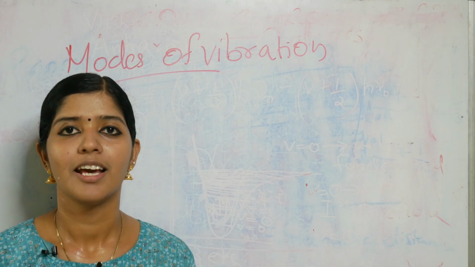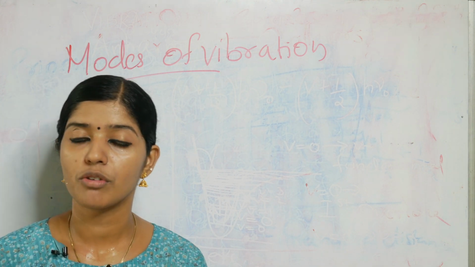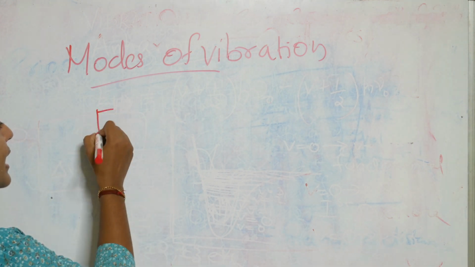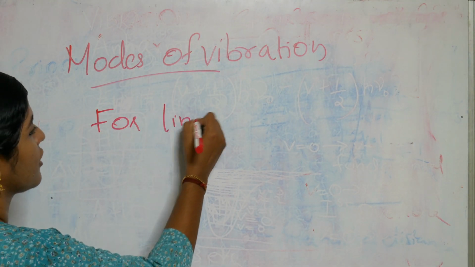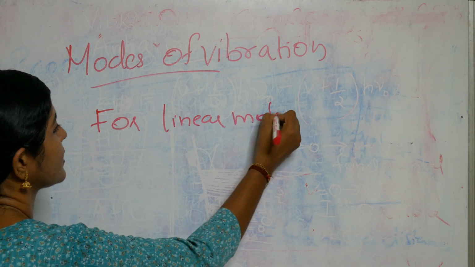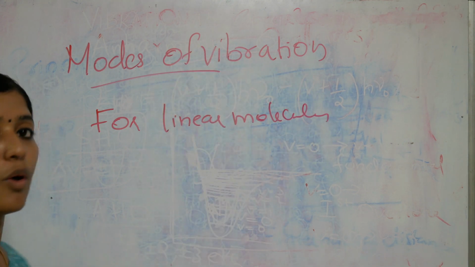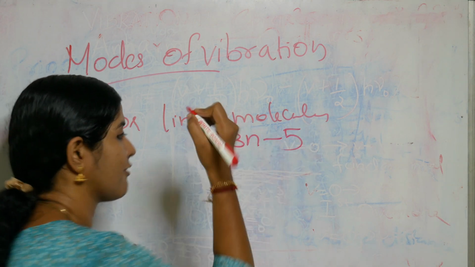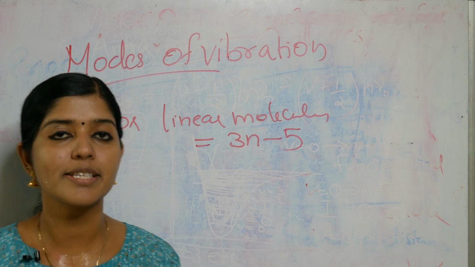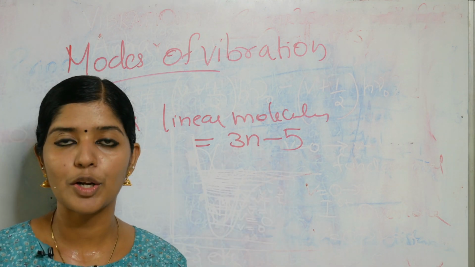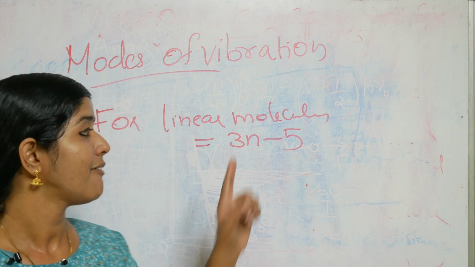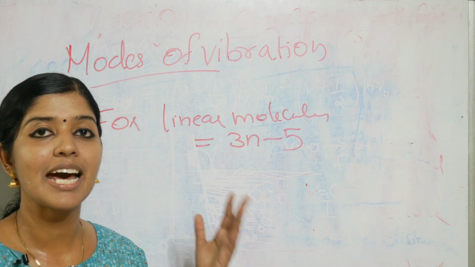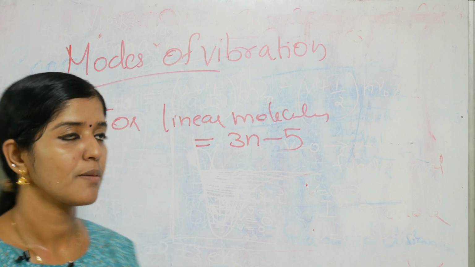So vibration. How to calculate modes of vibration? We have two types of equations. The first one is for linear molecules. For linear molecules, the number of modes of vibration is equal to 3n minus 5, where n is the number of atoms present in that molecule.